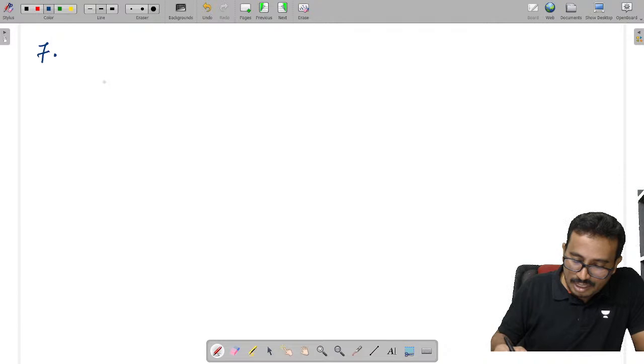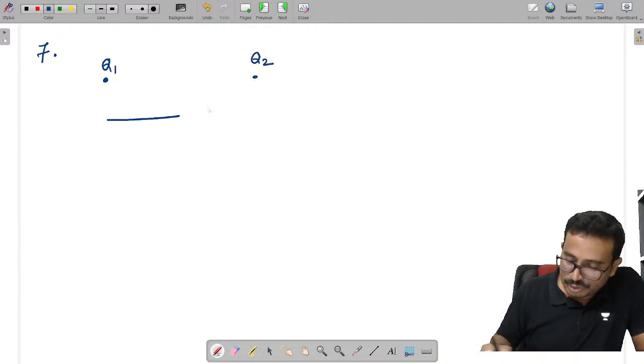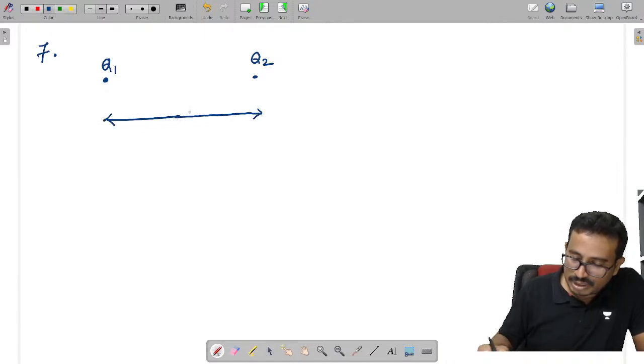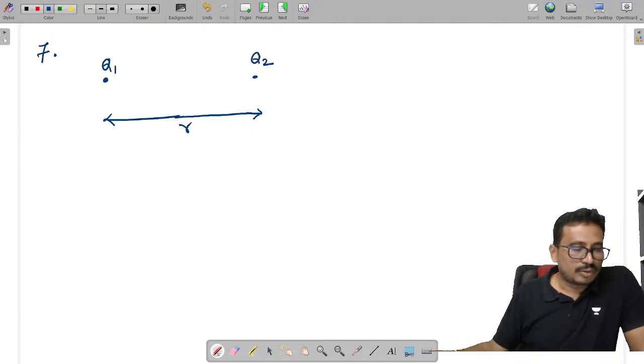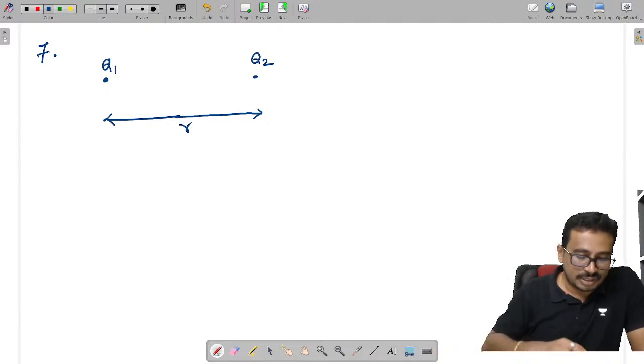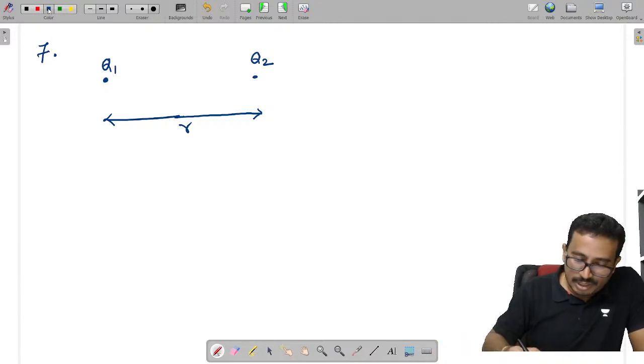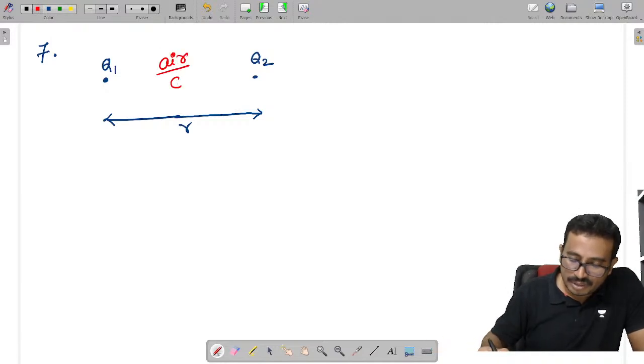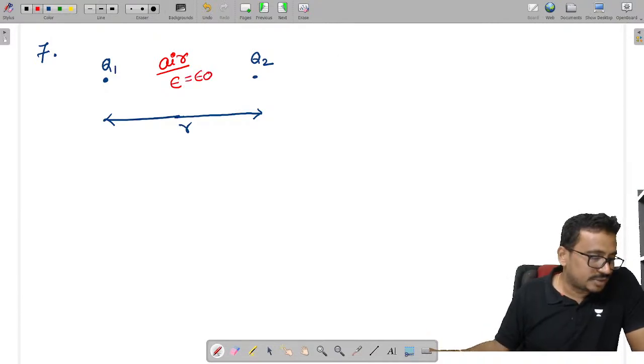Now, I have two charges here. This is one charge Q1. This is another charge Q2. Assume that the total distance between the two charges is R. Fine. Now, if the medium between them is air, can you tell me the force between the two charges? Air means epsilon is equal to what? Epsilon naught.